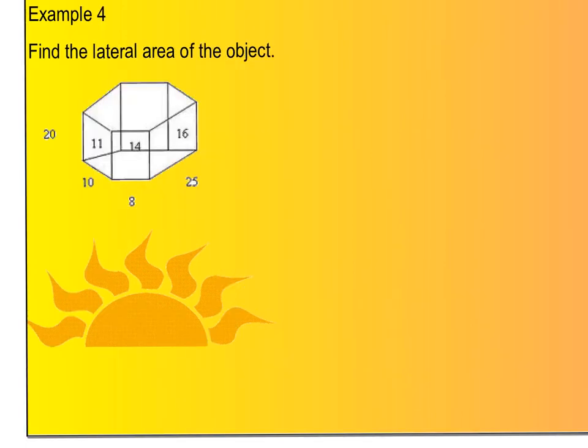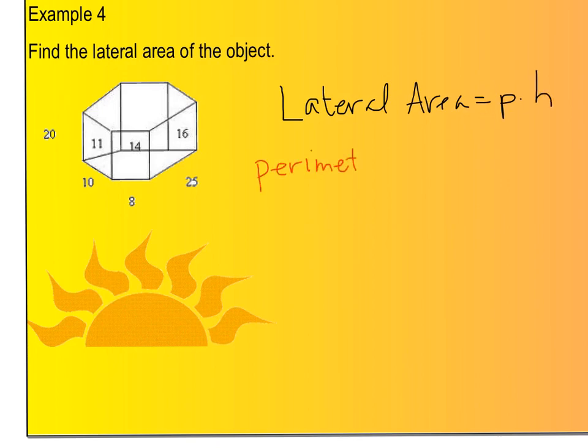In this last example, we want to find the lateral area of our object. And you'll remember from before, lateral area is equal to the perimeter times the height. Well, I can calculate my perimeter by adding up the lengths of all edges. So I'm going to add up 10 plus 8 plus 25 plus 16 plus 14 plus 11 for a total perimeter of 84.